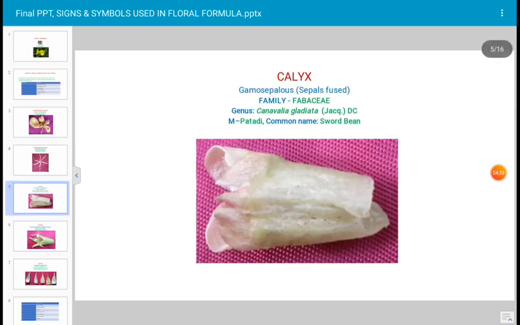Next slide. This is a calyx. This calyx consists of sepals, and all the sepals in the calyx in this photo are united. Therefore, such a calyx is described as gamosepalous, and this calyx is from the family Fabaceae, and the name of the genus is Canavalia gladiata, and its common name is sword bean. In Marathi, this plant is called patadi. In Karnataka it is called patadi, but this is in Maharashtra, the Marathi name will be somewhat different.